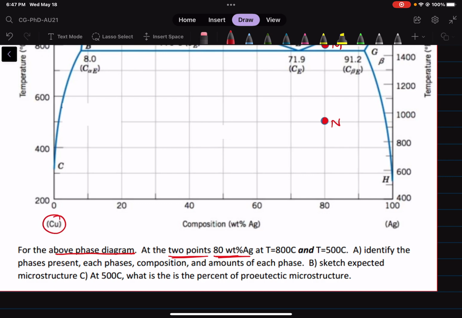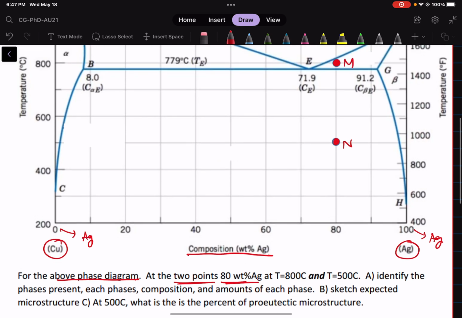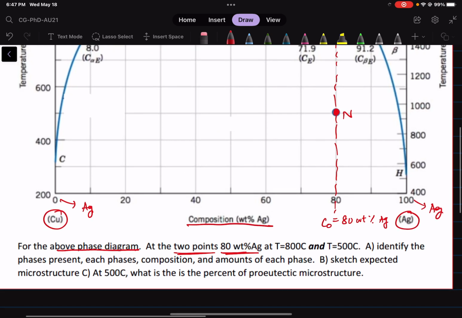So this is a copper silver phase diagram where the x-axis is weight percent silver, meaning that on the left side you have 0 weight percent silver, on the right side you have 100 weight percent silver. So this line that is given to us, you will see that it's at C naught equals 80 weight percent silver. That's the initial composition of the sample.